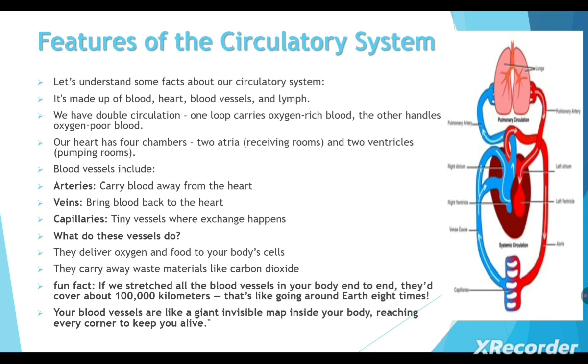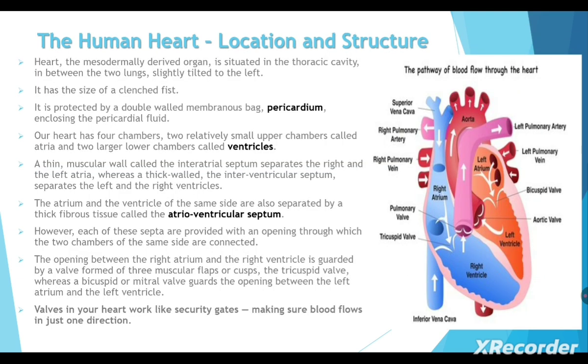In the human body, our heart has four chambers. Imagine a box divided into four chambers. The upper two are atria, and the lower two are ventricles. The two atria are the receiving rooms where the blood comes in, and the ventricles are the pumping rooms where the blood goes out. As we can see, this is the human heart, and we will see where it is located and what its structure is.